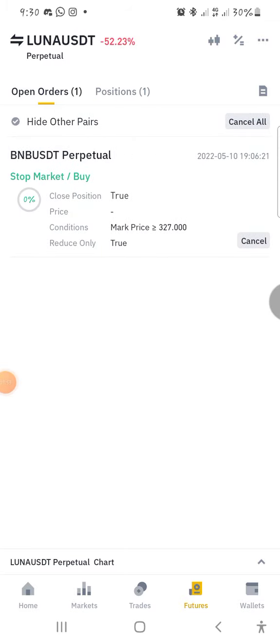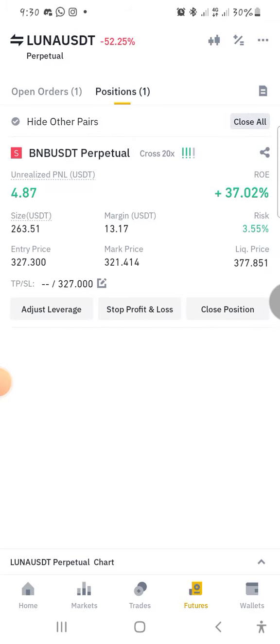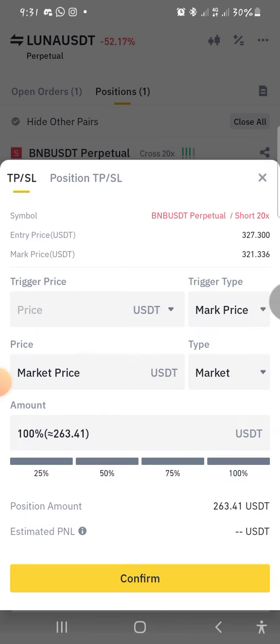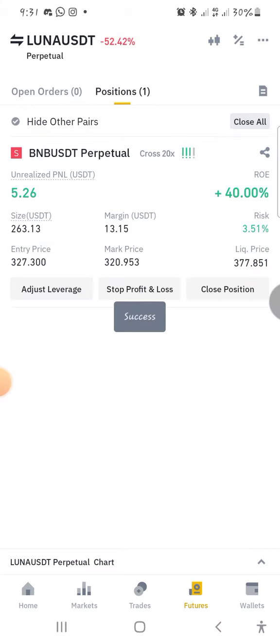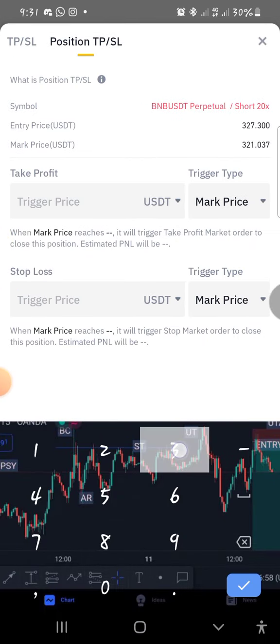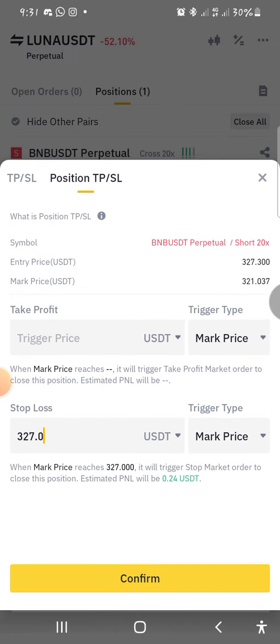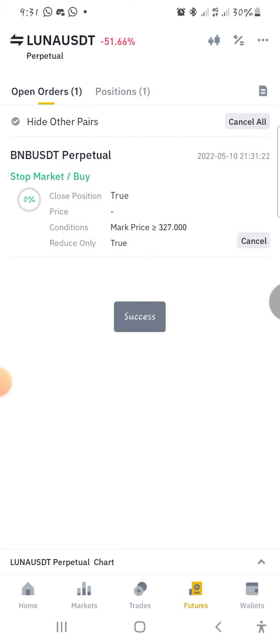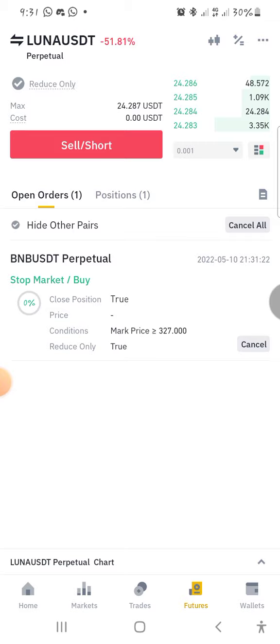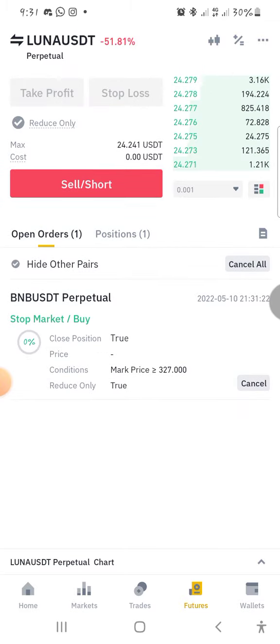This is the stop loss. It means I've locked profits. Okay, so for locking profits, it's not so hard. You click on stop loss and profits, you click on position TP and SL, you can see, you can press cancel and then you input it. When I press cancel, you can see there's no more orders there. So let me lock profit now. I'll say 327.0. I've actually checked the price on TradingView and then you click on confirm. Once you click on confirm, you can see there's an order here.